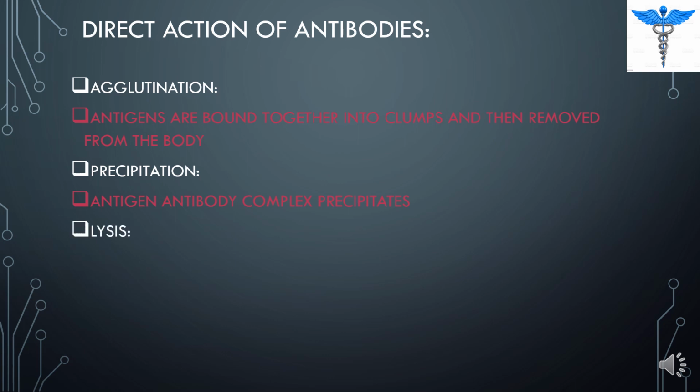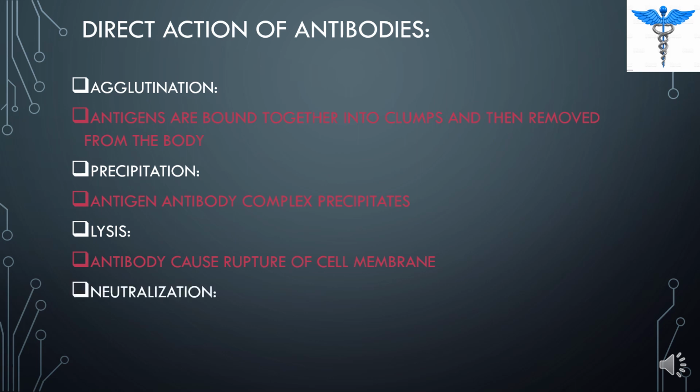What do the antibodies do in lysis? The antibodies attack the cell membrane and cause a rupture of the cell membrane, right? By doing this, solute enters the cell and osmotic lysis takes place. So the antigen may be killed through lysis, meaning the antibody attacks the cell membrane of the antigen. The last one is neutralization.